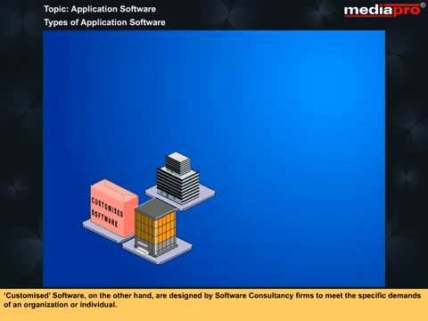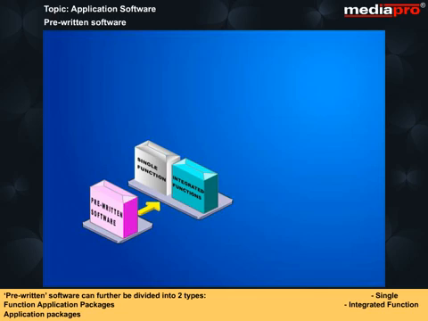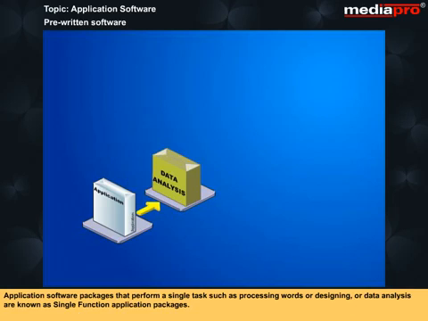Customized software, on the other hand, is designed by software consultancy firms to meet the specific demands of an organization or individual. Pre-written software can be further divided into two types: single function application packages and integrated function application packages. Application software packages that perform a single task, such as word processing, designing or data analysis, are known as single function application packages.